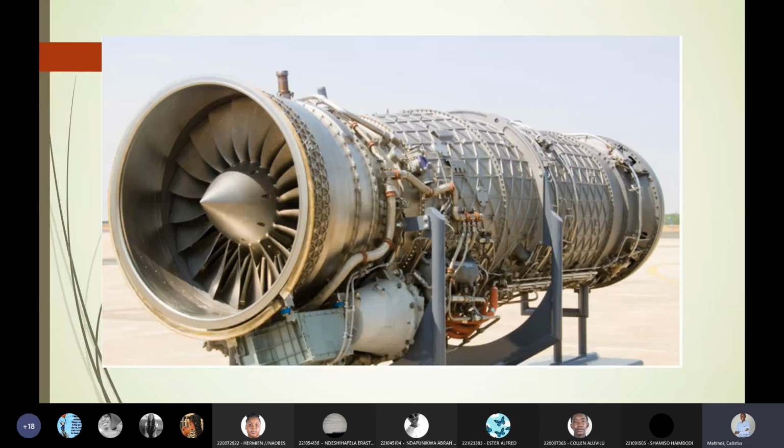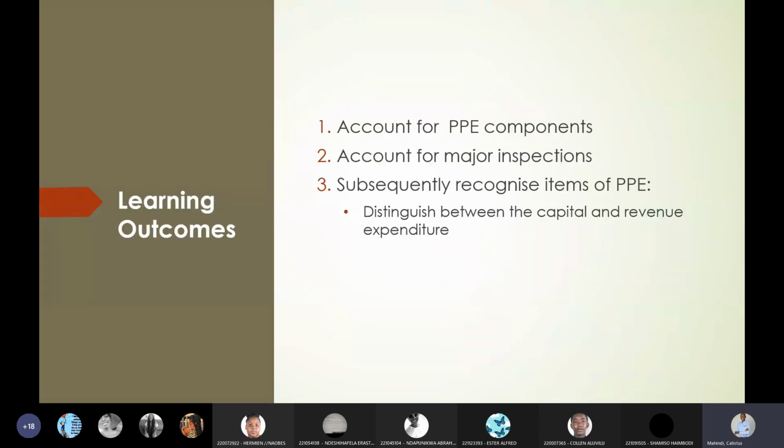So all of these are parts of a plane, but they are separate parts of a plane. The reason that I've showed you separate parts of a plane is that in today's class, we're going to look at components. All right. So what are the learning outcomes for this unit? You have to be able to account for property, plant, and equipment components. You need to account for major inspections, and then you need to subsequently recognize items of PPE, whereby you need to be able to distinguish between capital and revenue expenditure.